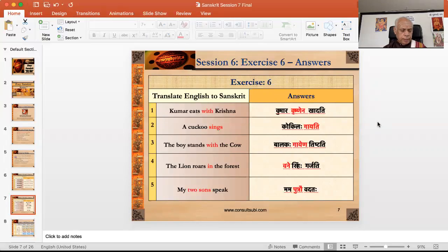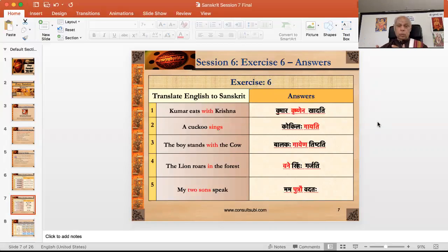Someone has written balau vadati. This is wrong. Balau means just children. It doesn't mean sons. Putra only refers to sons. Somebody used tanayau. That's also equally correct. Mama putra vadataha. So these are the correct answers.